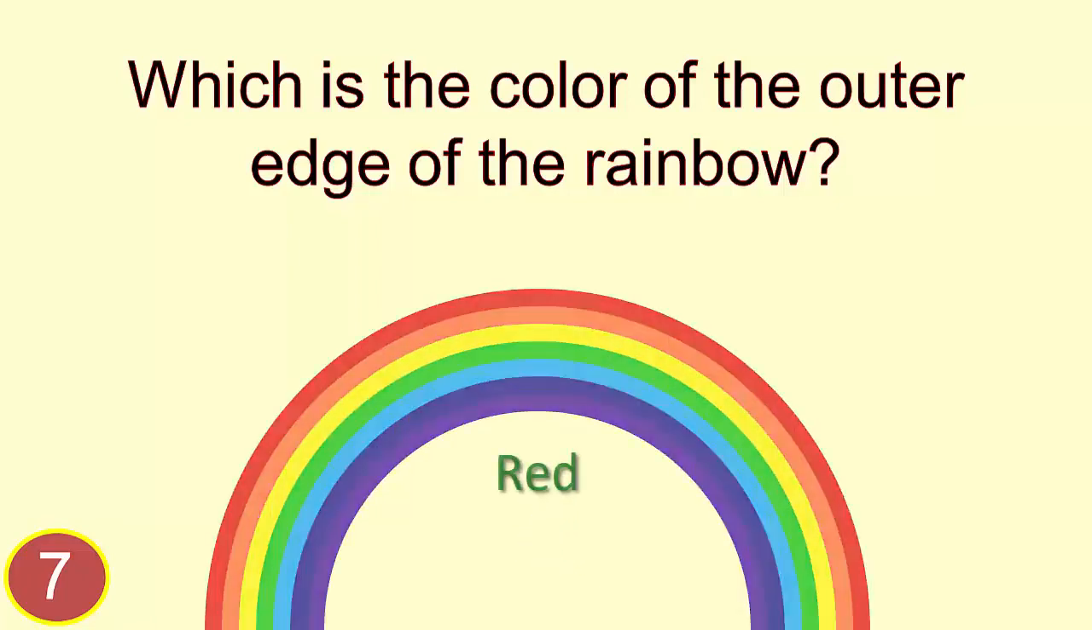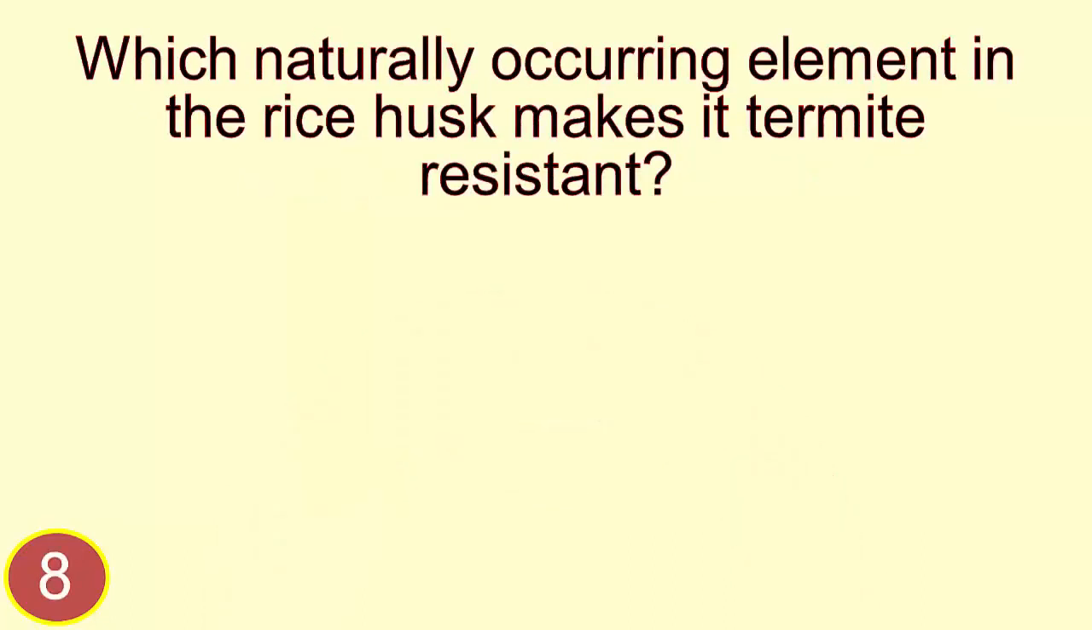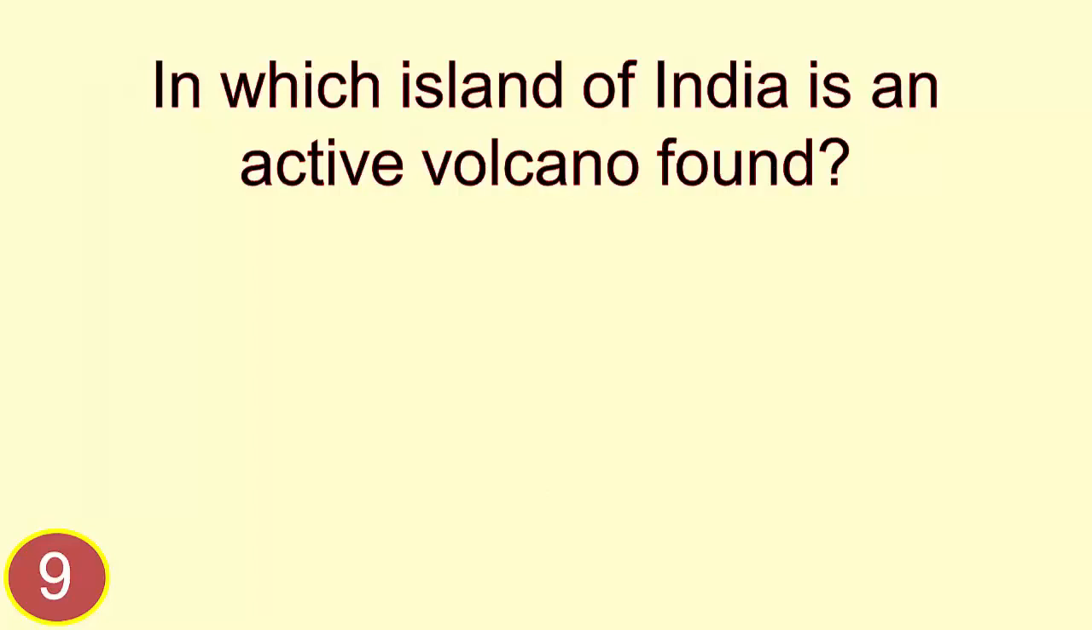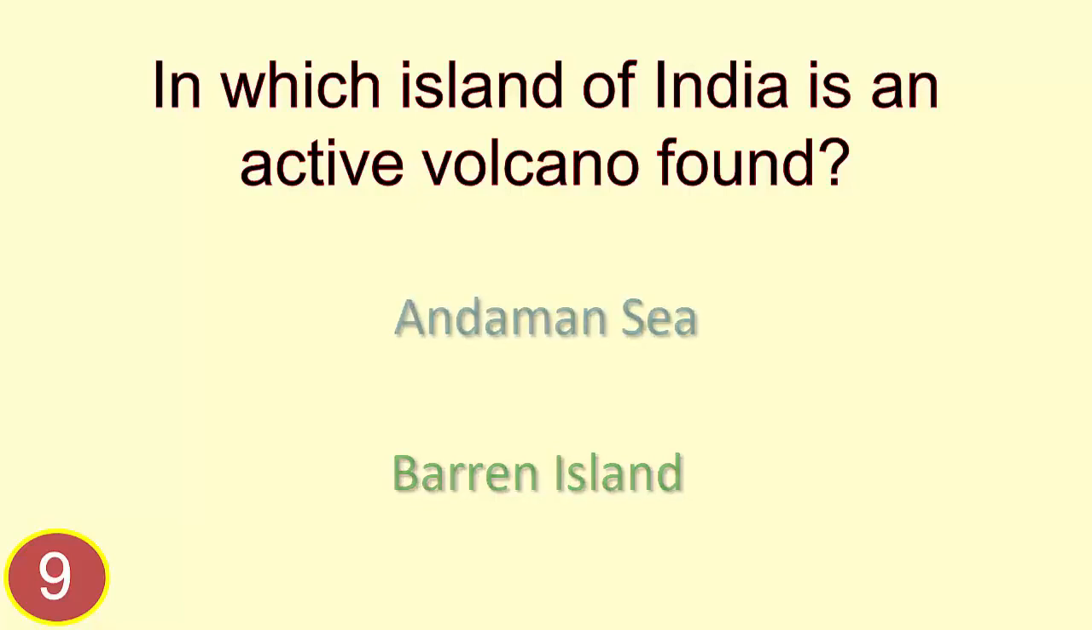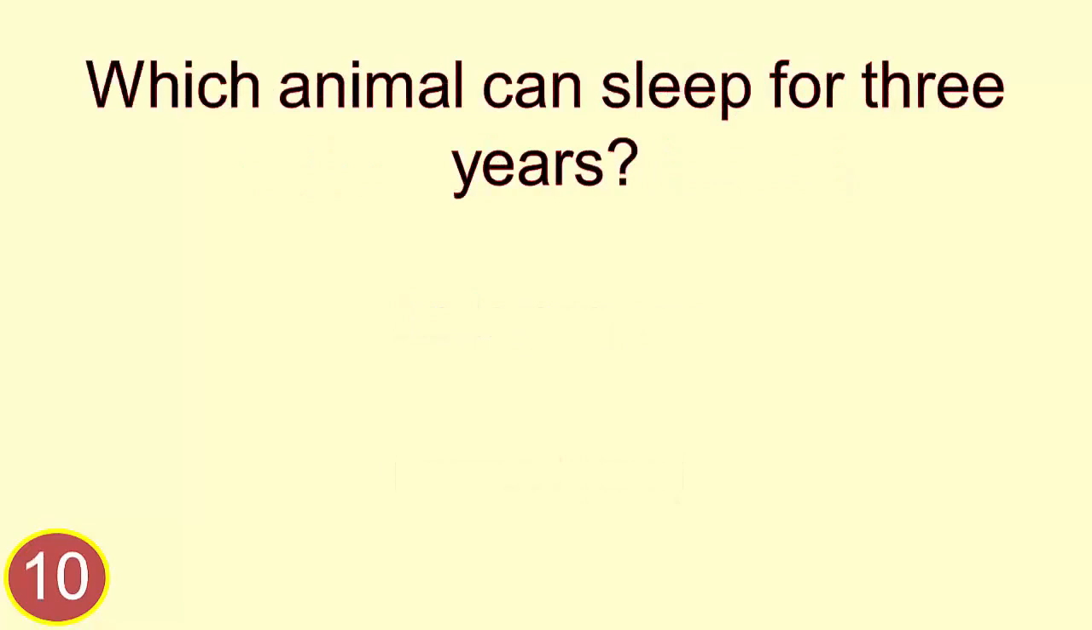Answer is red. Which naturally occurring element in the rice husk makes it termite resistant? Answer is silicon. In which island of India is an active volcano found? Answer is Barren Island. Barren Island is an island located in the Andaman Sea. Which animal can sleep for 3 years?